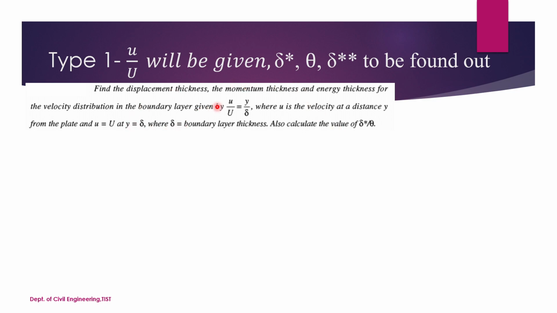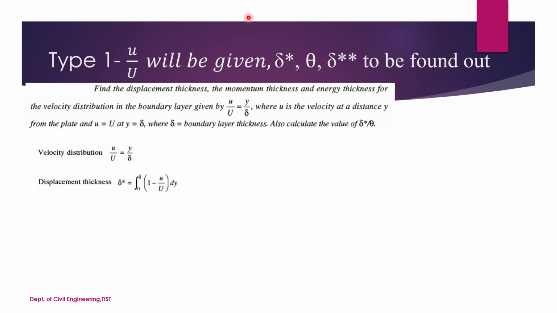How to identify whether it is type 1? You have to see whether U by U is given or not. Here small u by capital U is given, and we need to find out delta star, theta and delta double star. So this is of type 1. Now how to apply equations? We are writing the given details. Velocity distribution U by U is given.